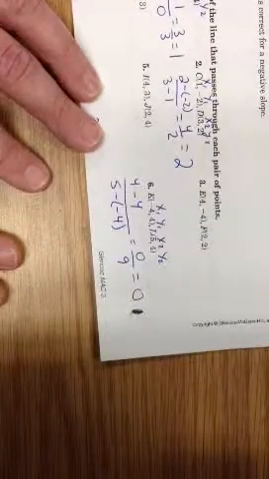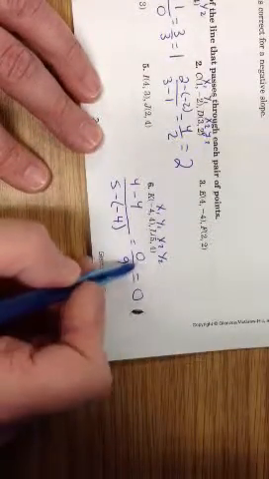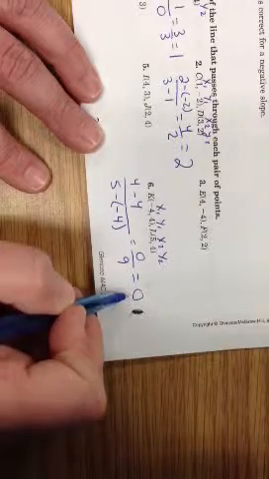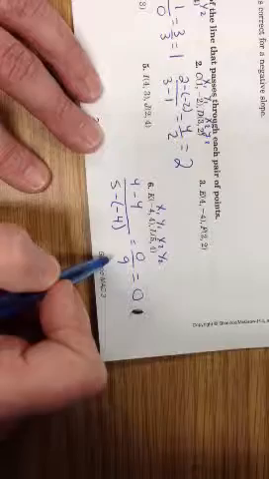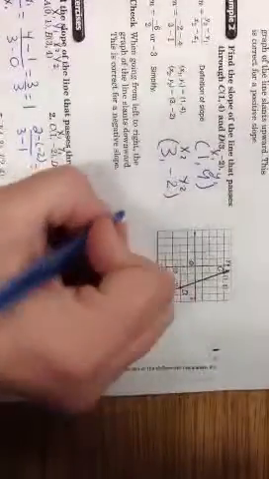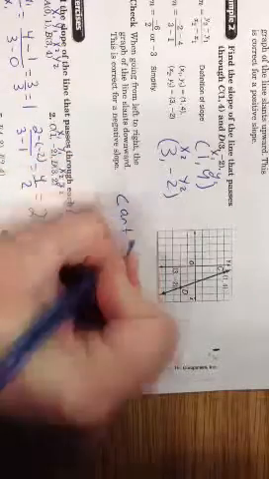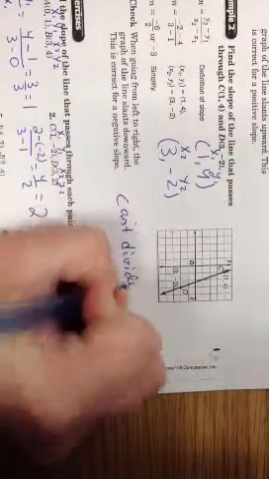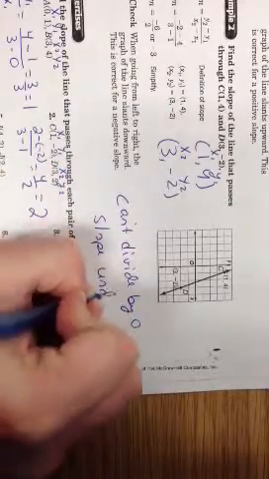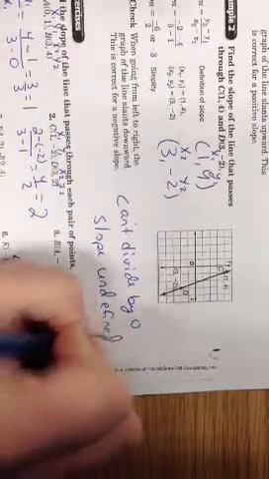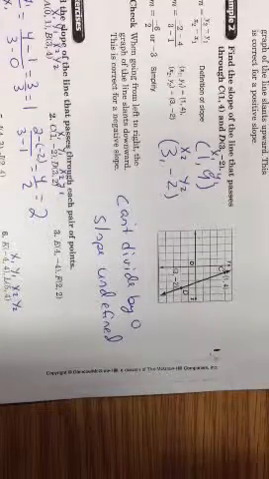Okay, because my numerator is a 0, it's going to make my slope 0. If my denominator was a 0, then the slope would be undefined. We can't divide by 0. So that makes the slope undefined. If we're dividing by 0, the slope would be undefined.